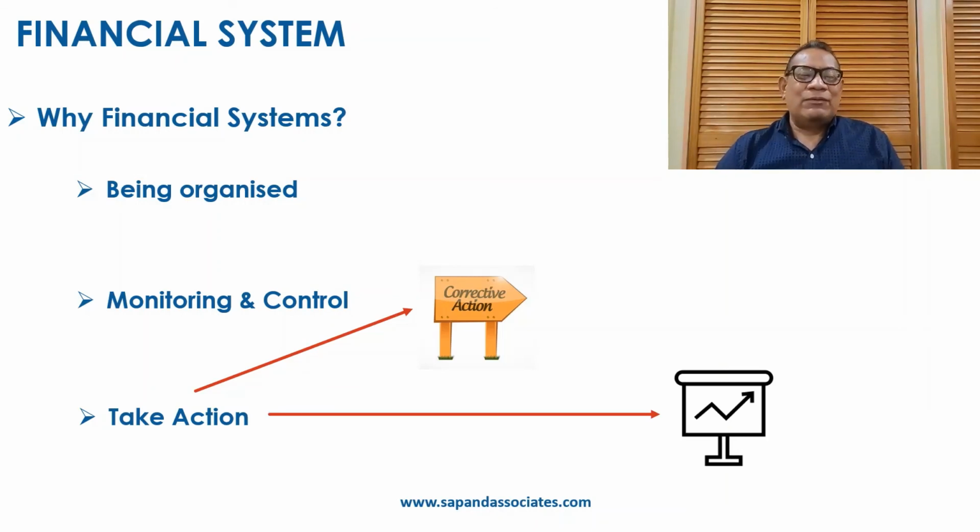Right. So we have covered financial systems. We looked at processes. We looked at inputs, processing, and outputs. We looked at the composition of the system, and now we have looked at the benefits of having financial systems in place. Very important.